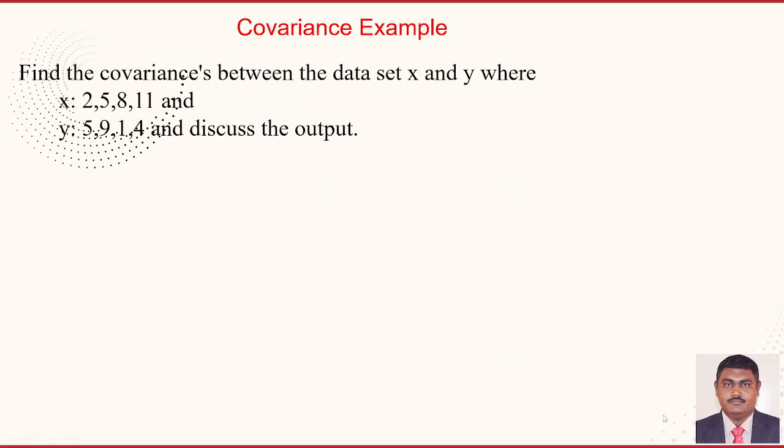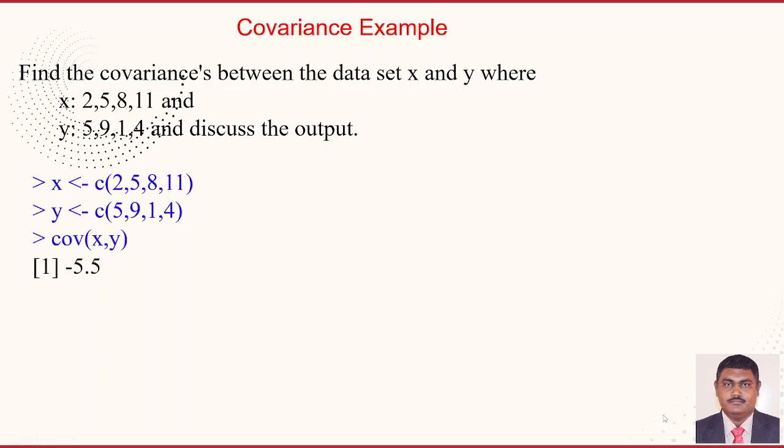Let us see an example problem. Find the covariance between the data sets x and y, where x is equal to 2, 5, 8, 11 and y is 5, 9, 1, 4, and discuss the output. You can substitute into the above formula and obtain the value, or otherwise you can use the R program directly, enter the data and see the output.